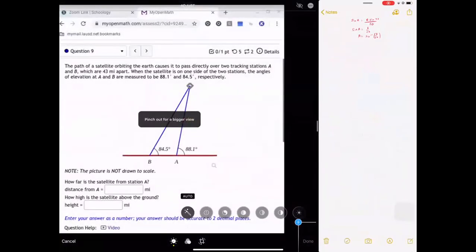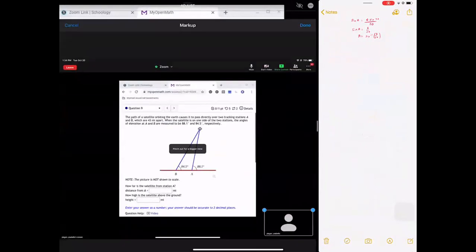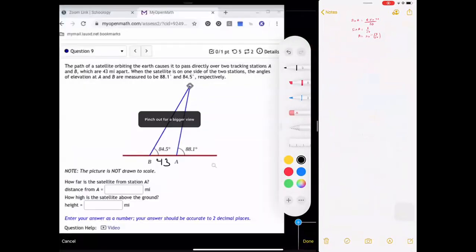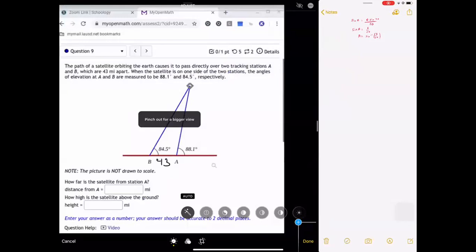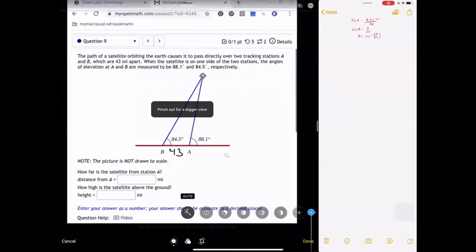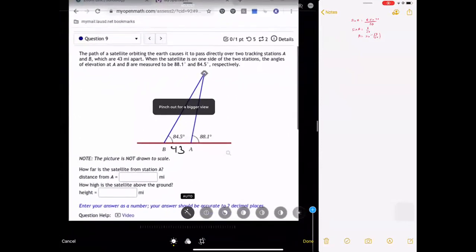If I read it, it says, the path of the satellite orbiting the Earth causes it to pass directly over two tracking stations, A and B, which are 43 miles apart. Okay, they're 43 miles apart. Then when the satellite is on one side of the two stations, the angle of elevation at A and B are measured at 88.1 and 84.5 respectively. How far is the satellite from station A? So we're going to look for the right side. And then what is the height of the satellite above the ground?